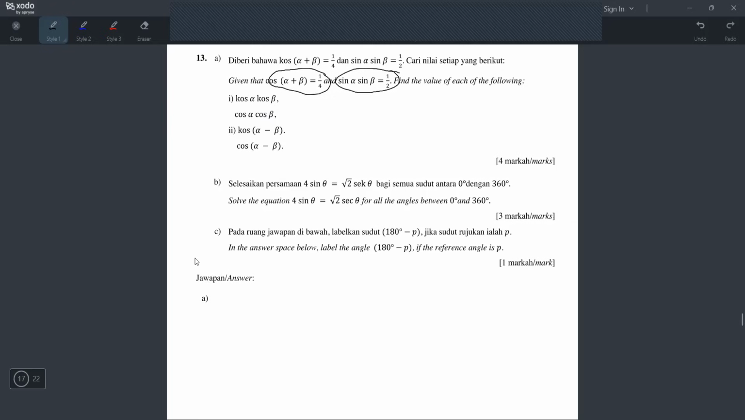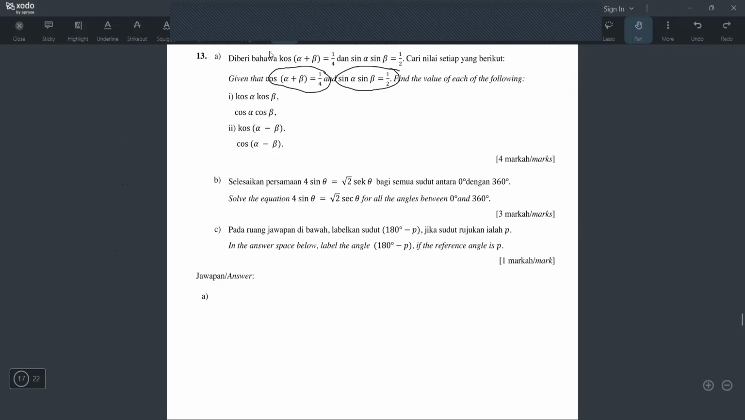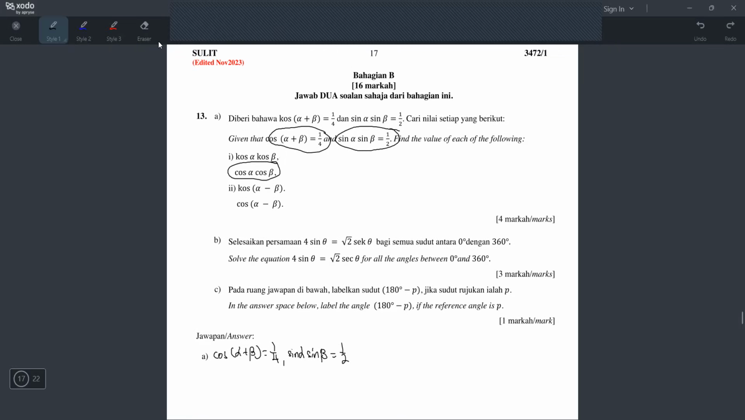Okay, let's write down the information first. I think I have to use down here. So cos alpha plus beta equals 1 over 4, comma, and then sine alpha sine beta equals 1 over 2. They want me to find cos alpha cos beta, and which formula will I use for this question? I'll write down the formula for you first. Then I will show you in the first page, because in the first page they give you the formula, right? So I will tell you which formula I will use.